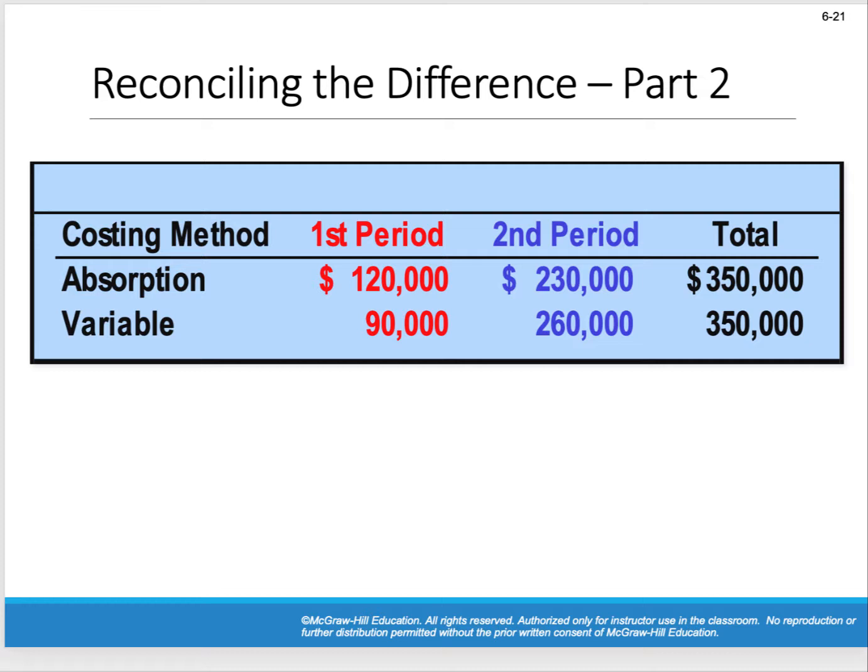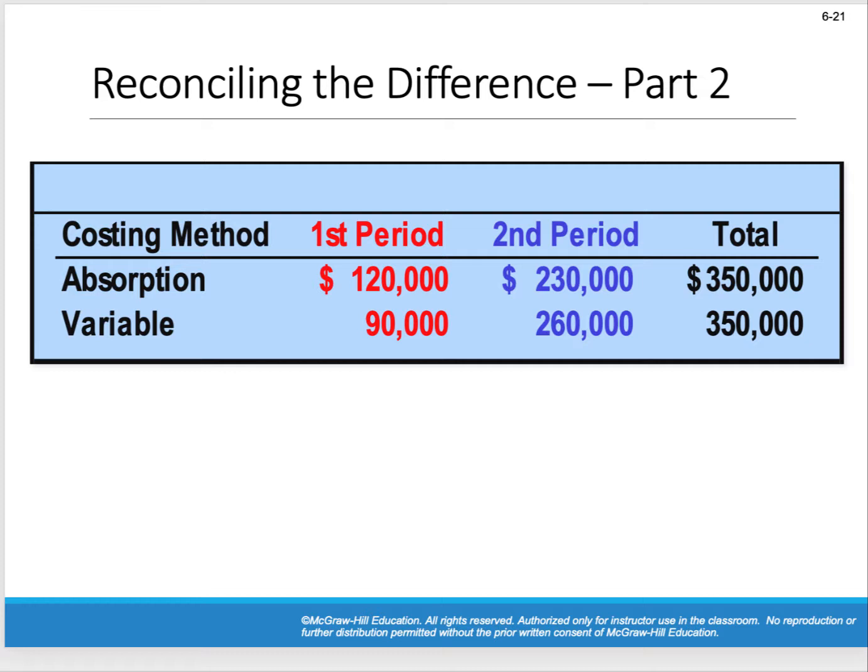Under period 2, under the absorption method, we released some of that fixed manufacturing overhead that we had previously deferred in the first period. Now we're in the second period, we're releasing that, right? Variable costing says, hey, guess what?